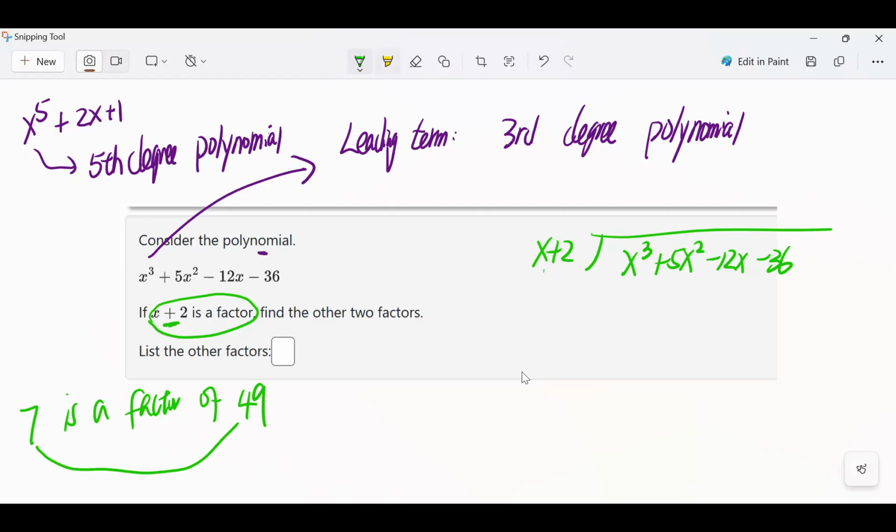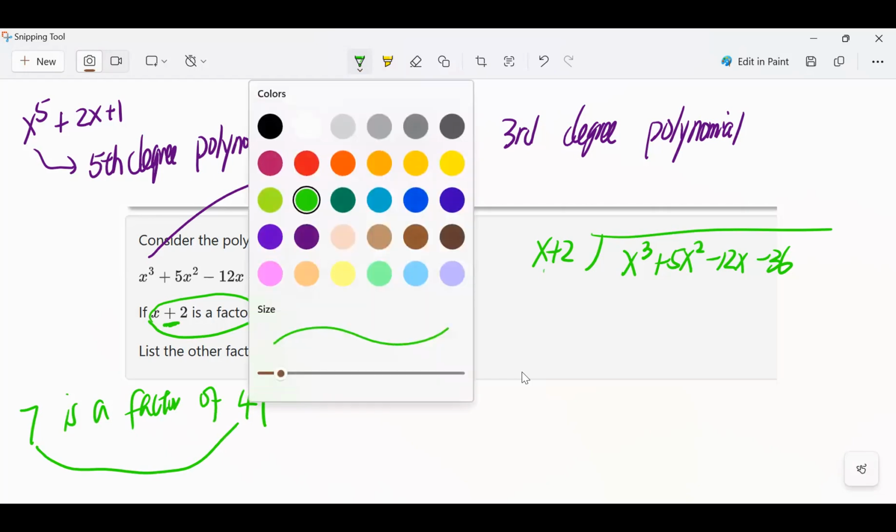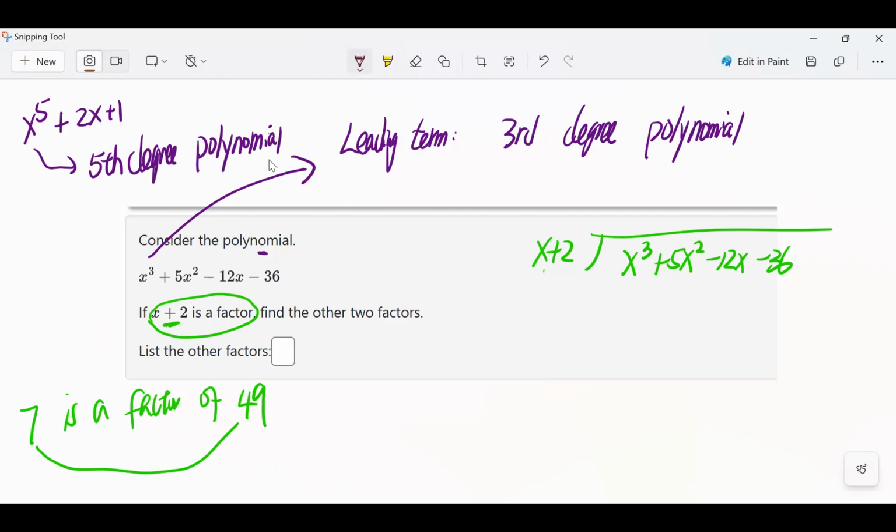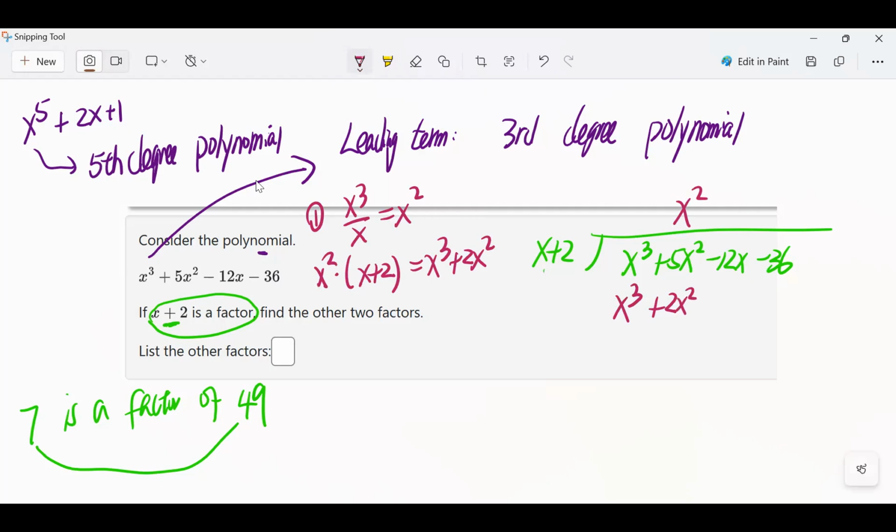Now we're going to apply the long division. So we take the leading term x cubed. Step 1, divide the leading term x cubed by x, and then we put it on top. And do x squared times the divisor x plus 2, distributing to get x cubed and 2x squared.